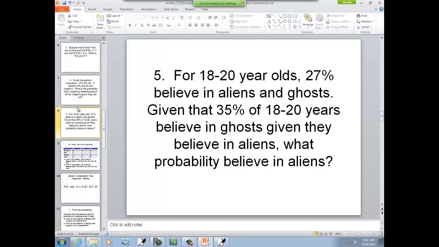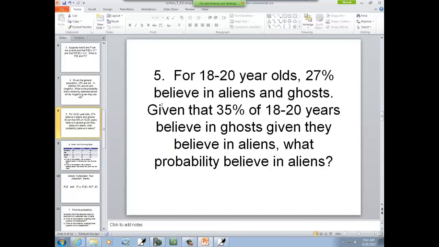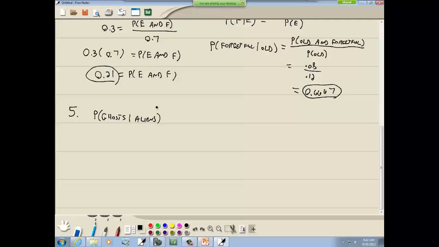Okay, let's look at one more of those. It says for 18 to 20-year-olds, 27% believe in aliens and ghosts. Given that, 35% of 18 to 20-year-olds believe in ghosts, given they believe in aliens. So the probability of ghosts given they believe in aliens. I'm kind of shortening it there. But 35% believe in ghosts given they believe in aliens. That's 35%.